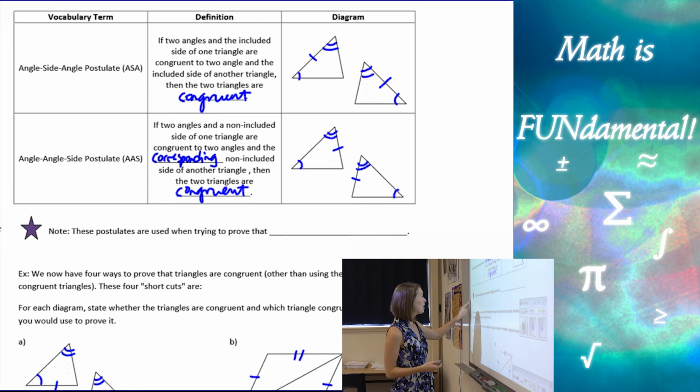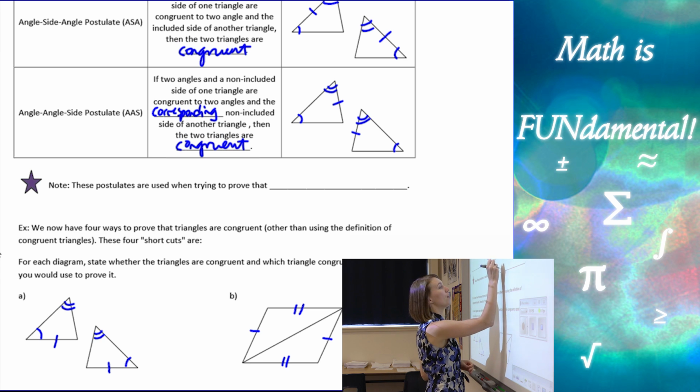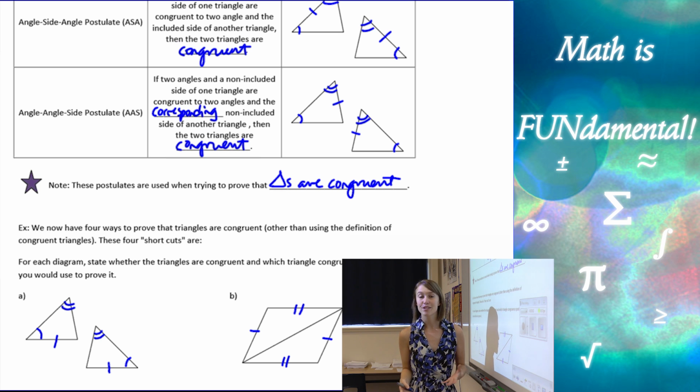All right, so here we have a little note. These two postulates are used when trying to prove that triangles are congruent. I know that might seem a little obvious, but we want to make that note because later on, when we learn more theorems, it starts to get a little confusing. So any of these little notes we write down will help us later.